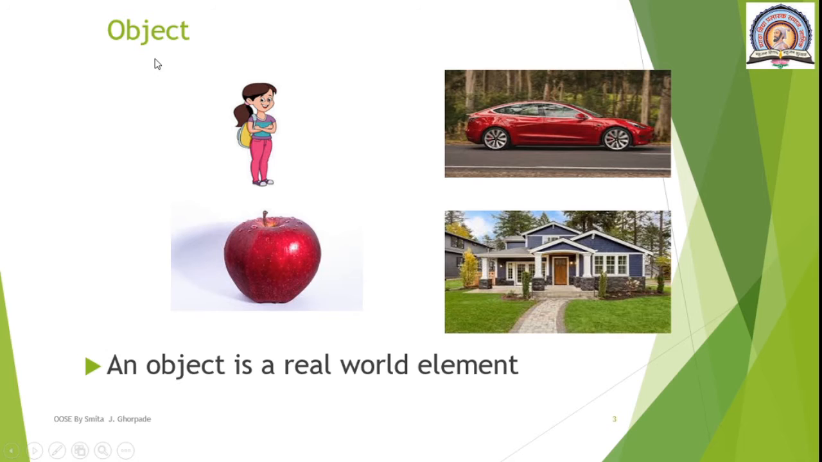Now first one is an object. An object is a real world element. It could be a thing, place, person, anything moving around us could be said as an object. It could be a living thing or a non-living thing. For example, a person as an object, a fruit as an object, car, house, these are the examples of the object.